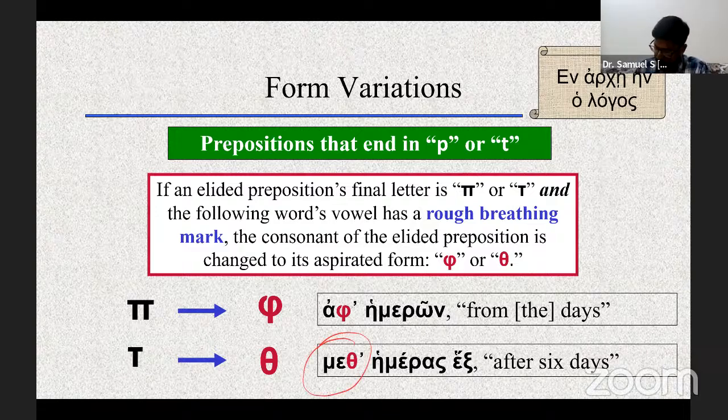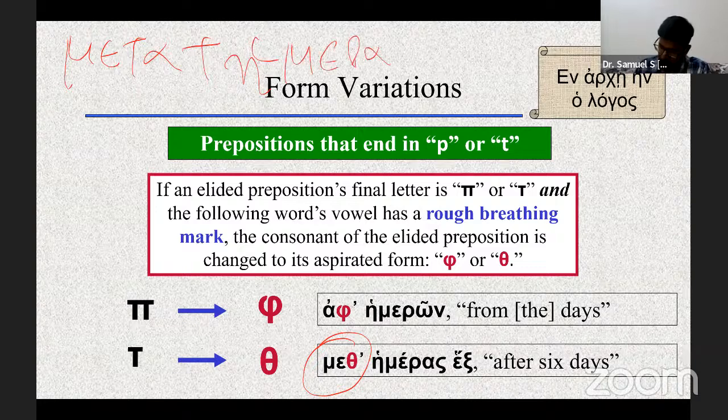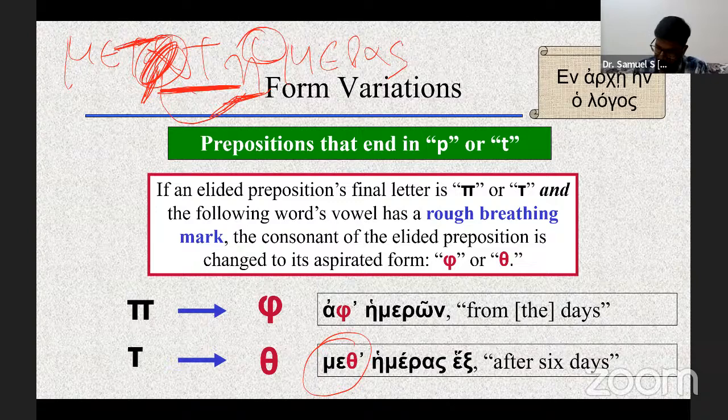Let's just, to understand this a little more, see the next example. What is actually this? Meta plus hemeras. Again, vowel with the rough breathing mark. Here's a vowel at the end, vowel plus vowel, vowel drops out. Elision is happening, sounding together. There's a tau though here. Now the tau just takes on an aspirated form. It takes a little more of a rough form. Instead of ta, it's tha. Methemeras. Right? Very simple.